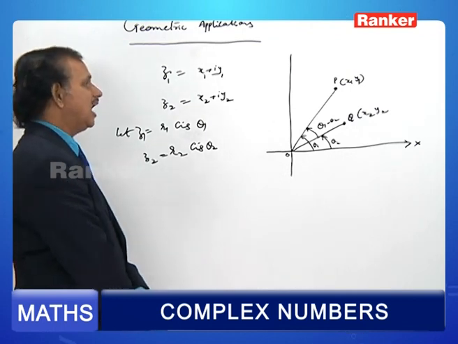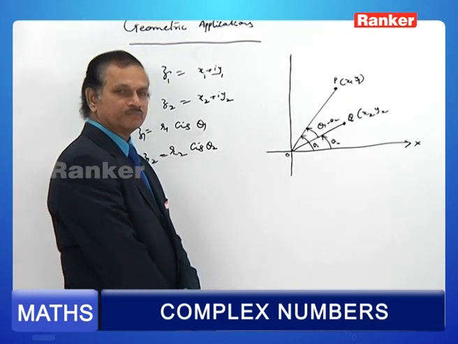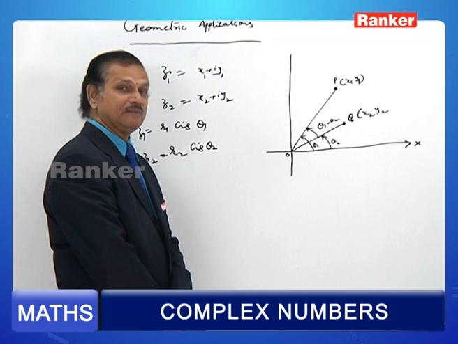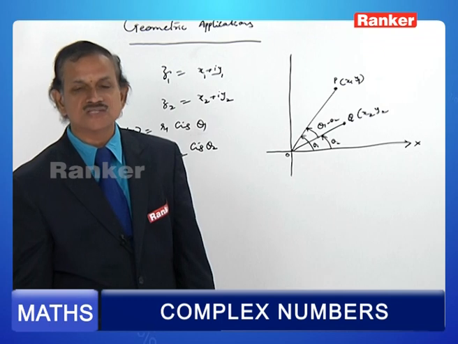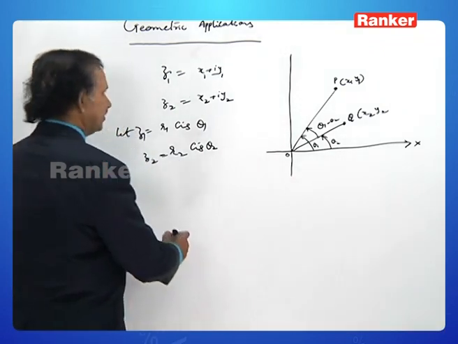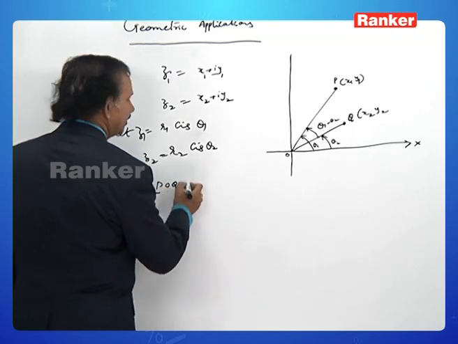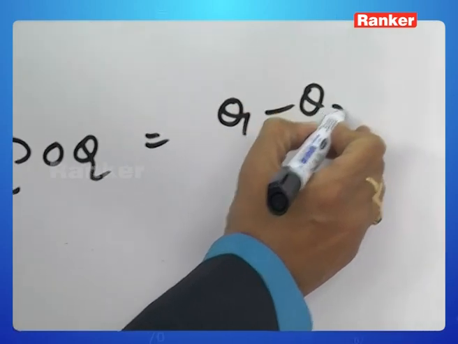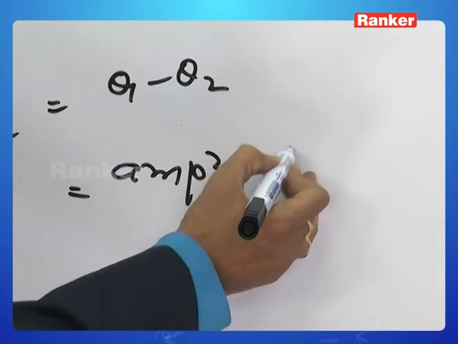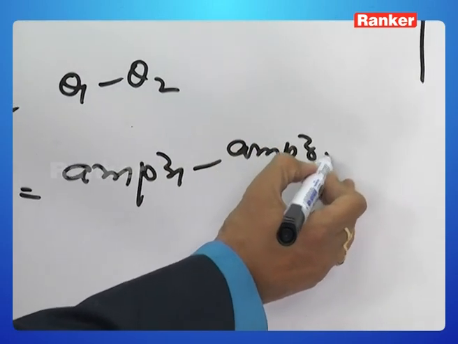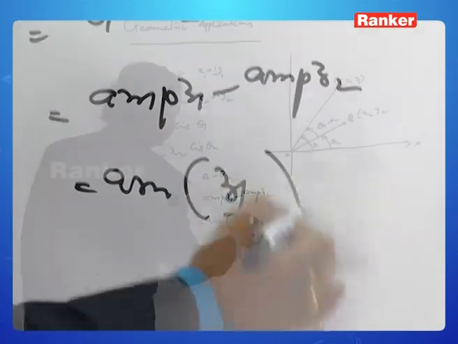What is theta 1 minus theta 2? It is nothing but argument of z1 minus argument of z2, which is nothing but argument of z1 by z2. That is, cis theta 1 by cis theta 2 is nothing but cis of theta 1 minus theta 2, isn't it? Therefore, we say that angle POQ is equal to theta 1 minus theta 2, is equal to amplitude of z1 minus amplitude of z2, is equal to amplitude of z1 by z2.